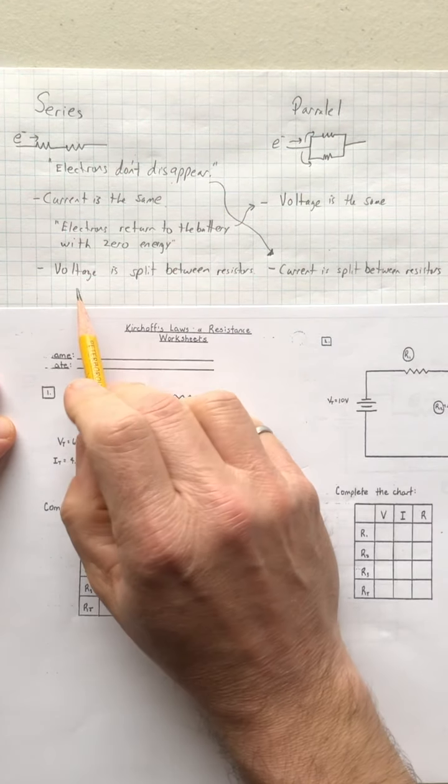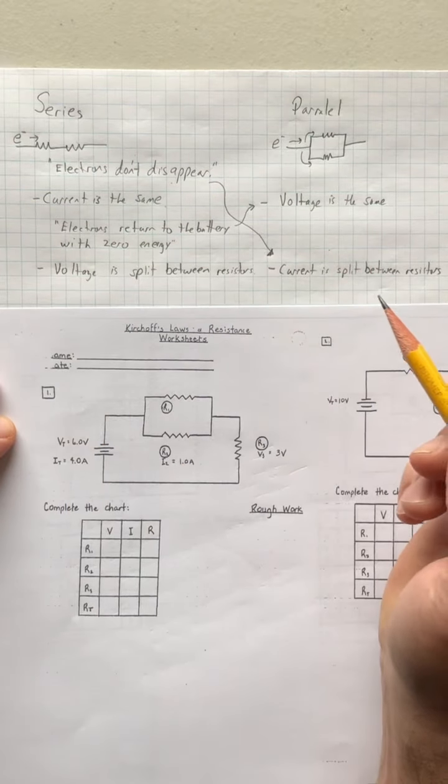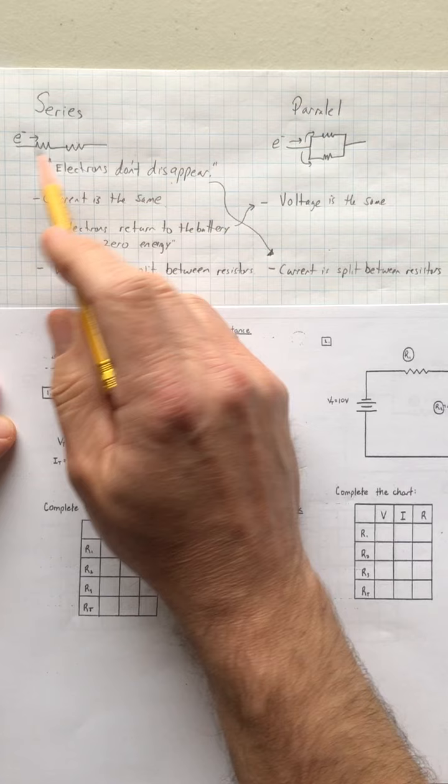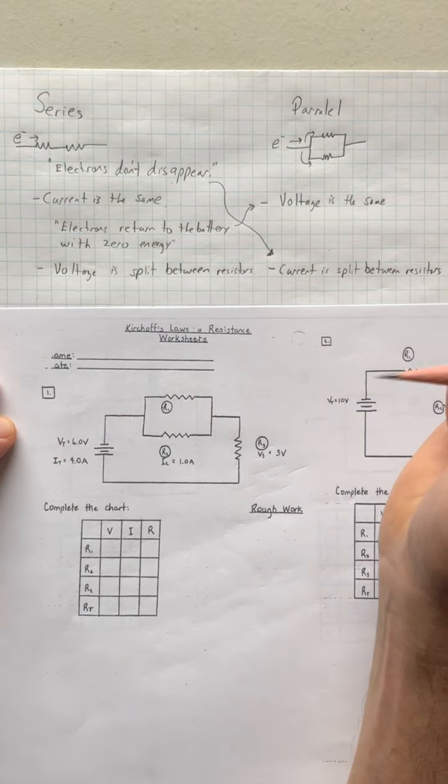So that leads you to this statement: voltage is split between the resistors. If I get 10 volts, these guys will add up to 10. It can be 1 and 9, 2 and 8, whatever it works out to be.